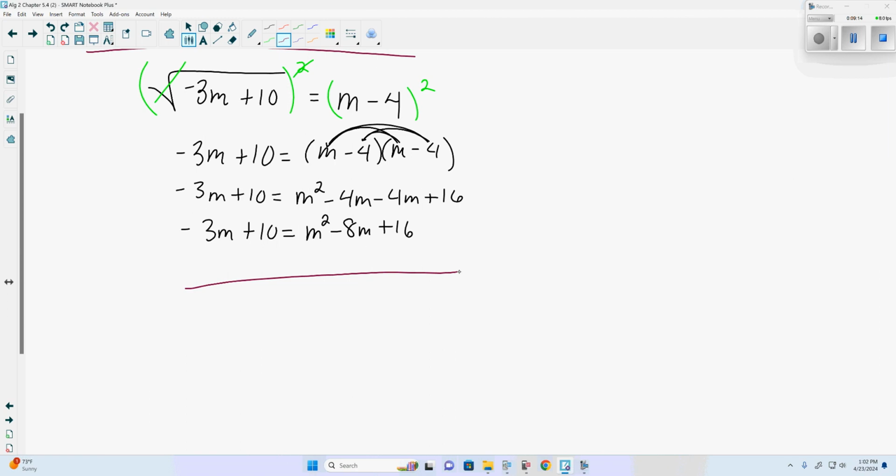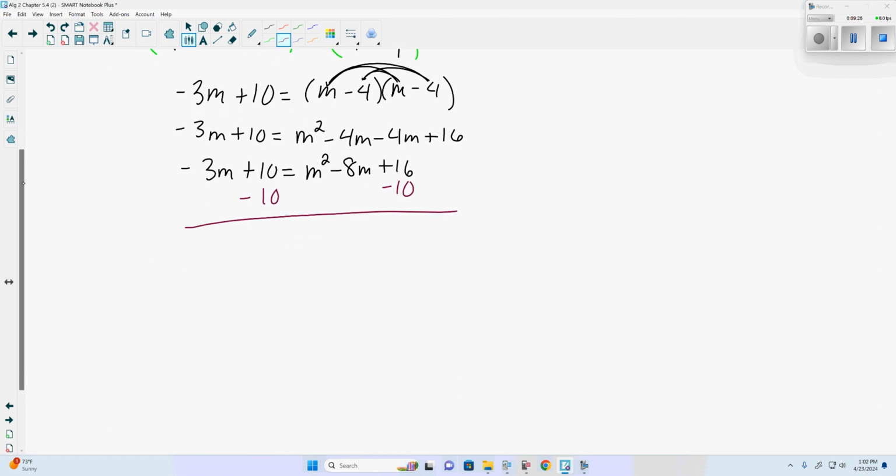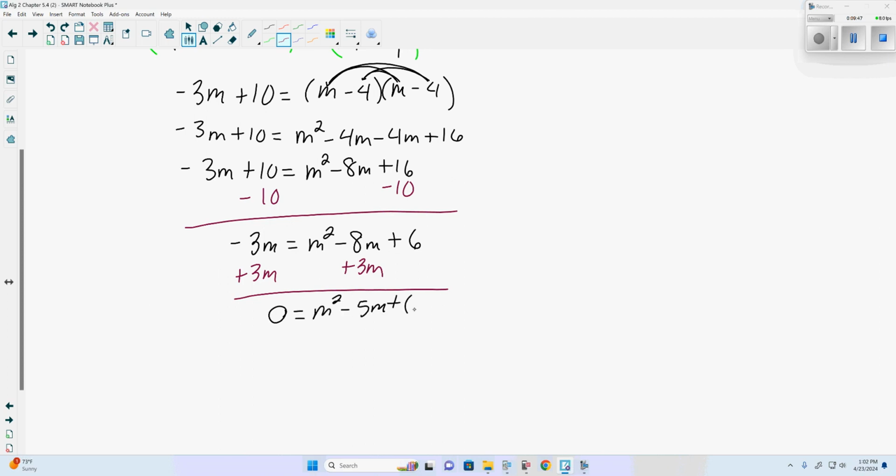Since we do have that squared term, m squared, we need to get everything on the same side. We need to get it equal to 0. You can subtract 10, to tell us that negative 3m is equal to m squared minus 8m plus 6. Then we would, telling us that 0 is equal to m squared minus 5m plus 6.